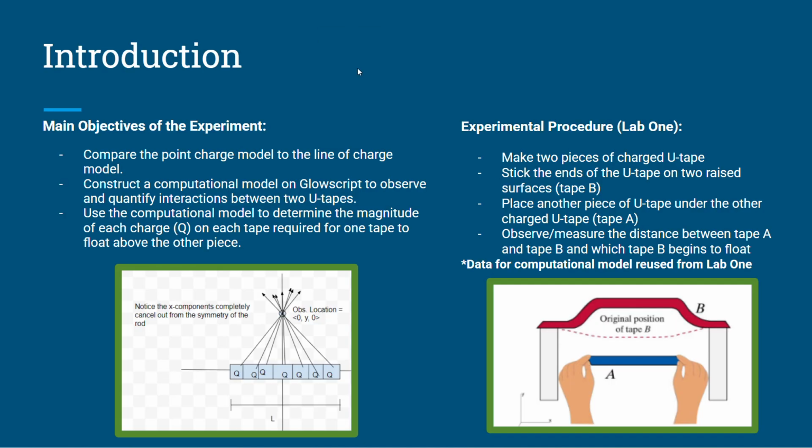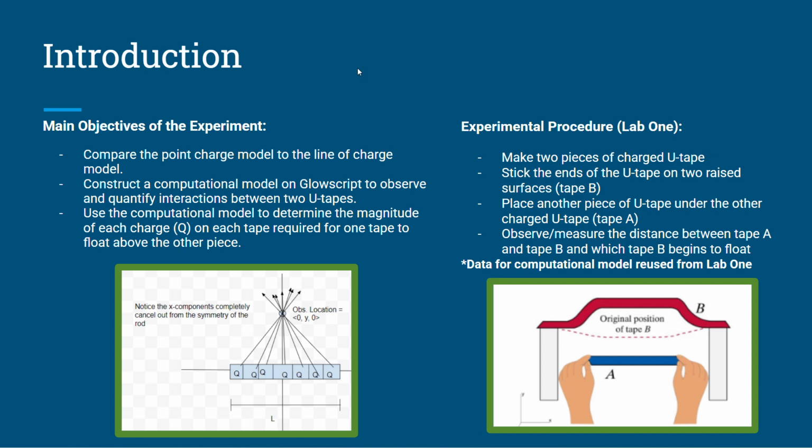Okay, so for starters, I wanted to touch on the main objectives of the experiment, which first is to compare the point charge model to the line of charge model when it comes to calculating electric field or electric force. Next, to construct a computational model in GlowScript to observe and quantify interactions between two U-tapes. And lastly, using the computational model to determine the magnitude of charge on a piece of tape and what is the necessary magnitude of charge in order to float one piece of tape above the other piece.